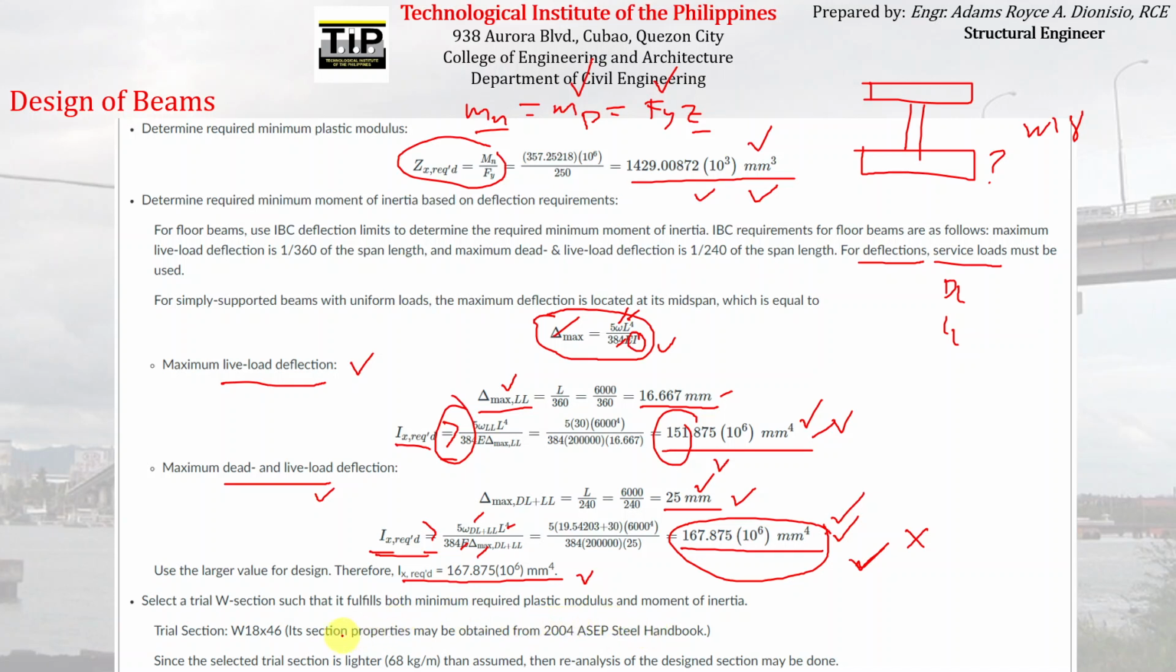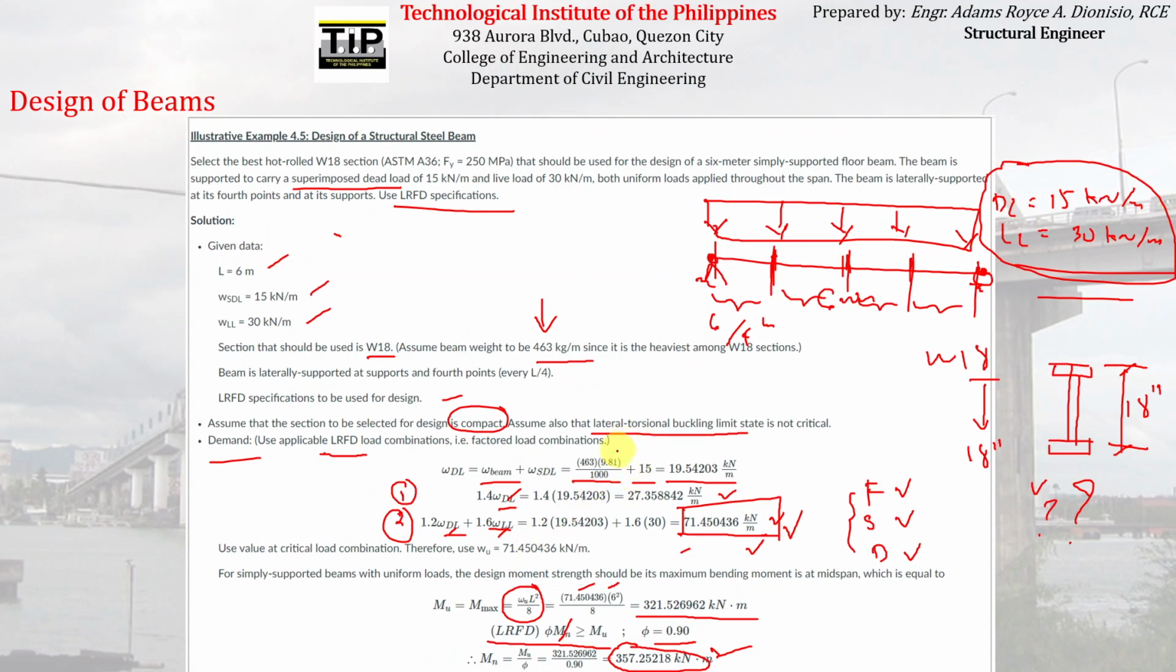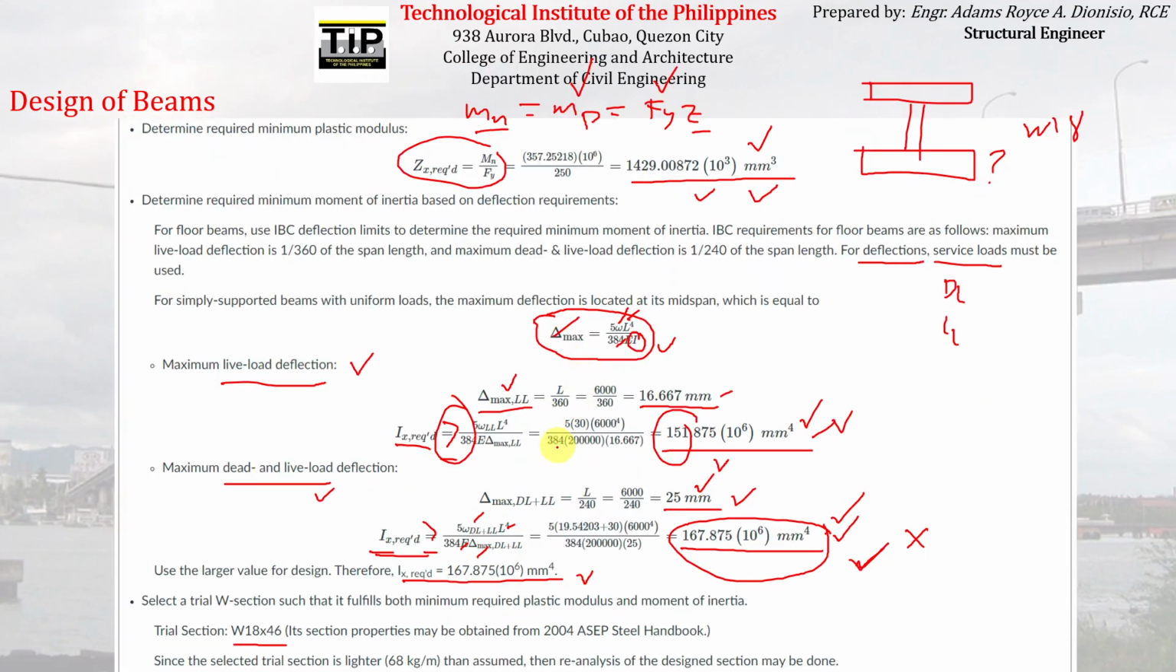Okay, since the selected trial section is lighter than the assumed, the corresponding weight of this W18 by 46 is just equal to 68 kilogram per meter, which is lighter than the assumed weight. We assumed the weight of the beam is equal to 463, which is very large actually.